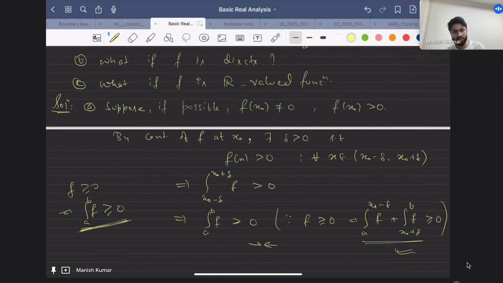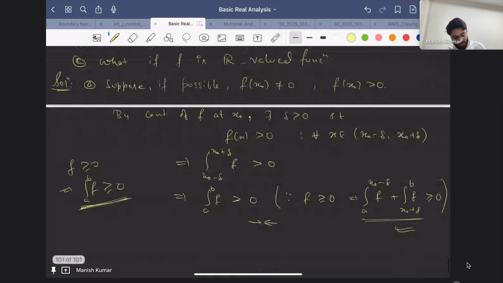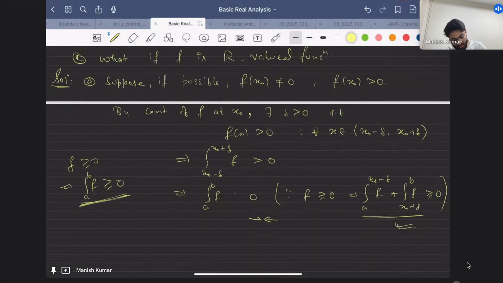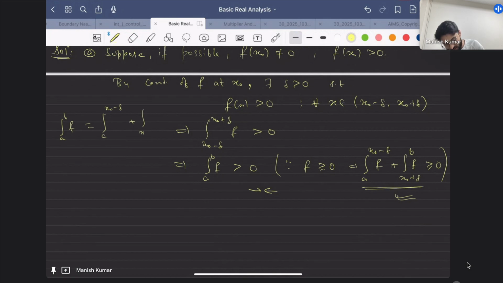Okay, sir. So here I am saying that this integration is strictly greater than 0, and why this? Okay, so I think I should elaborate it. Say this is what I have, the integral from a to b of f. I can write it as the integral from a to x naught minus delta, plus the integral from x naught minus delta to x naught plus delta of f, plus the integral from x naught plus delta to b of f.